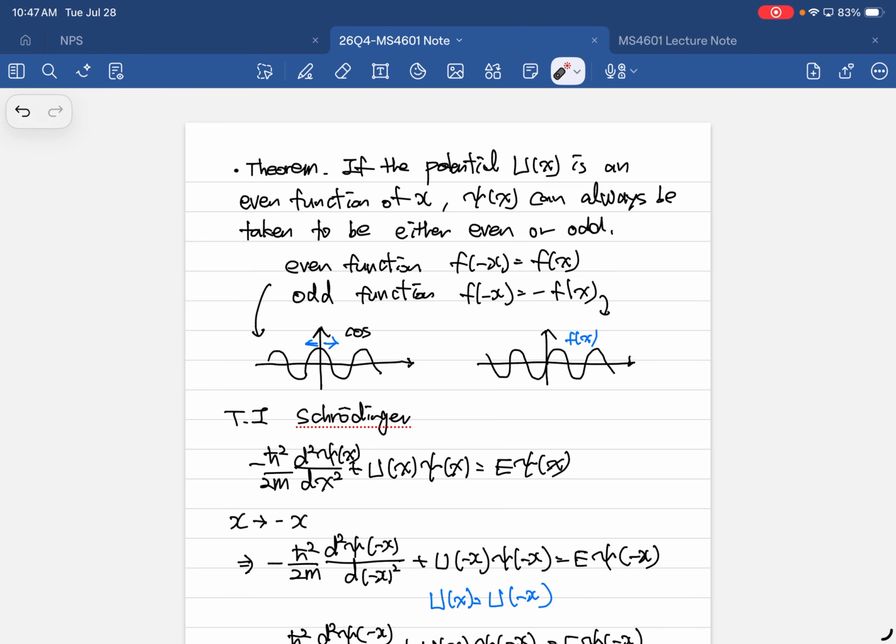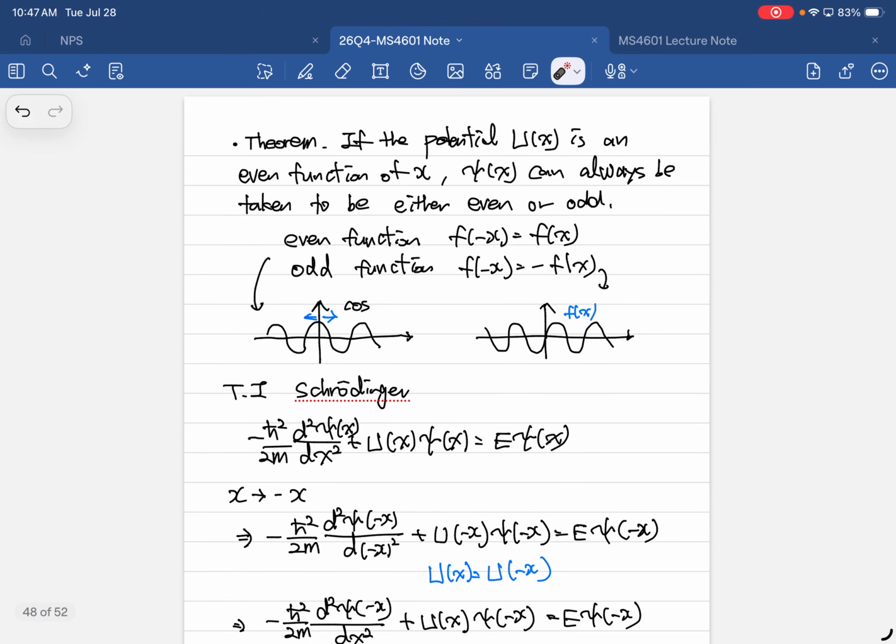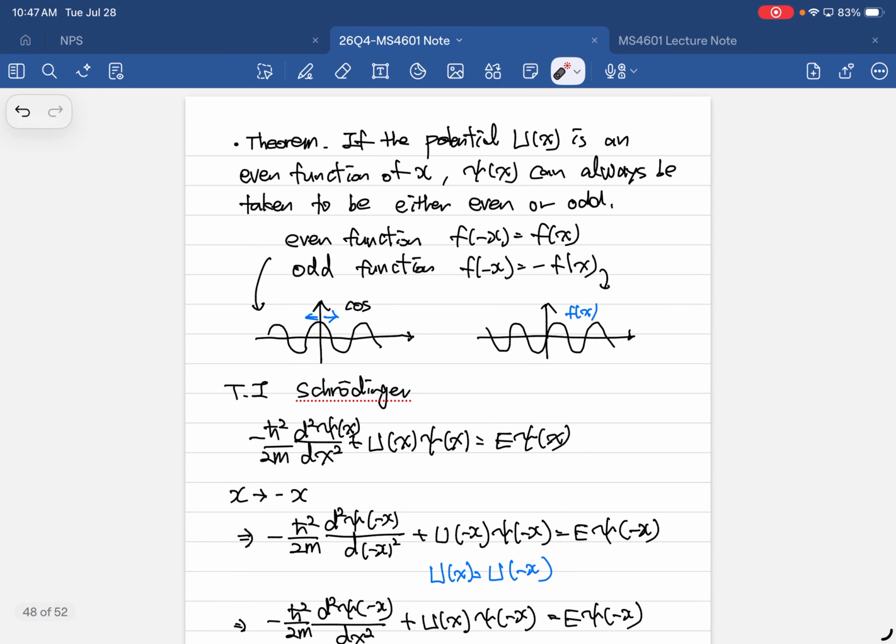For that, we can use the Schrödinger equation and prove it. But I guess we can start working on that tomorrow. So we can end today's class here.